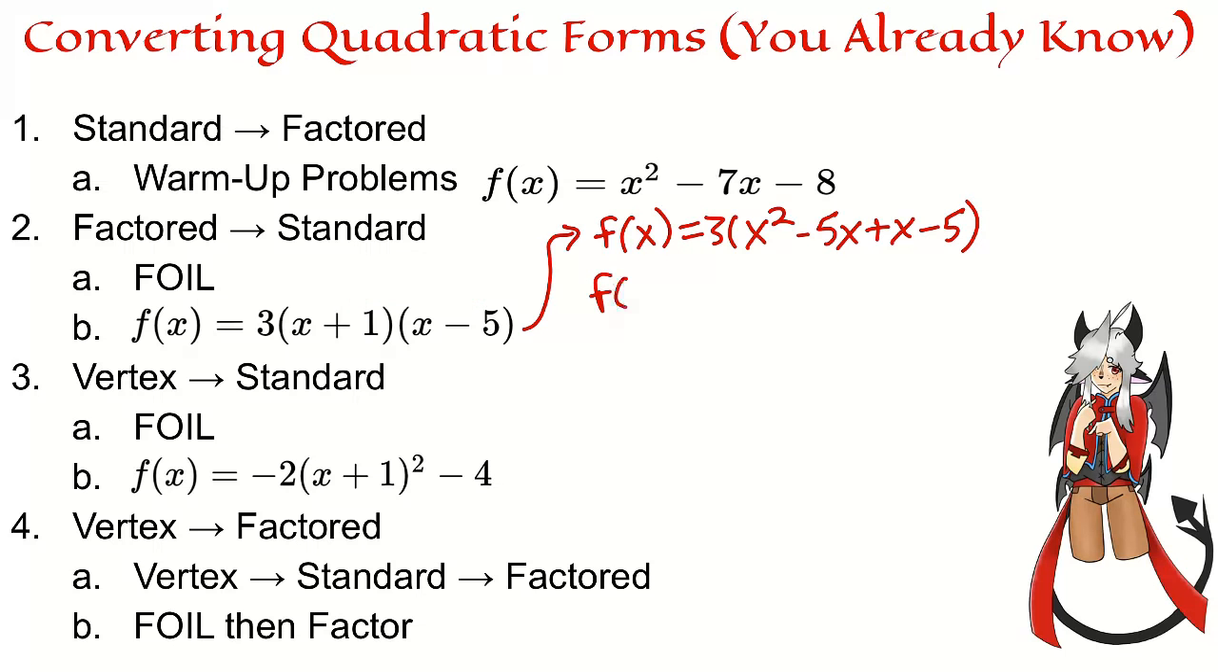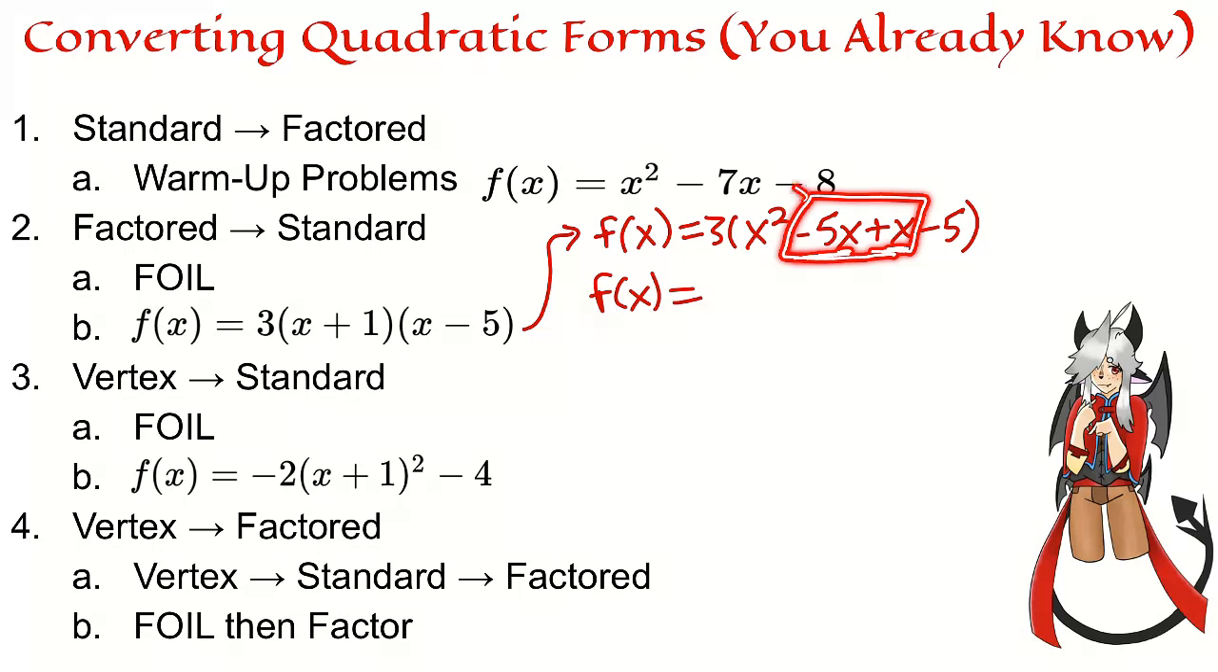Now my next step here, I'm going to do 2 steps in one. So I'm going to combine this negative 5x and positive x. That'll be a negative 4x right there, negative 4x.